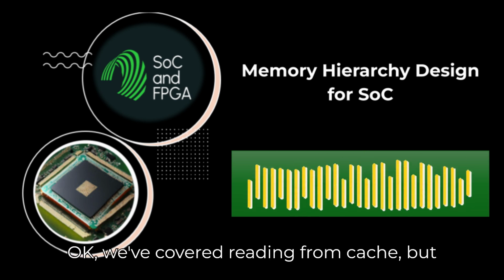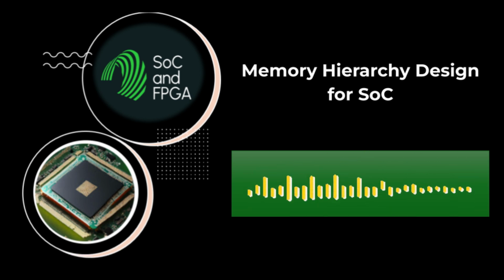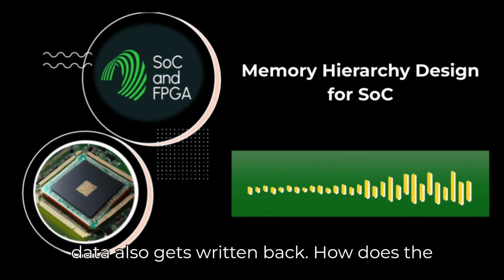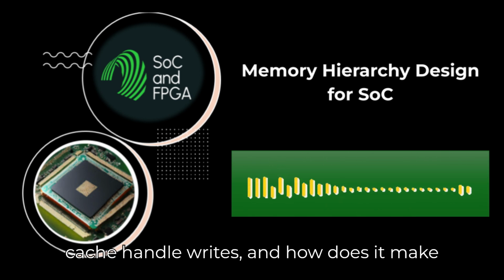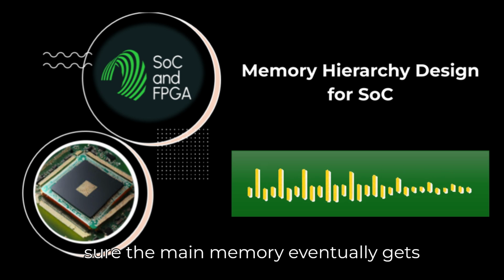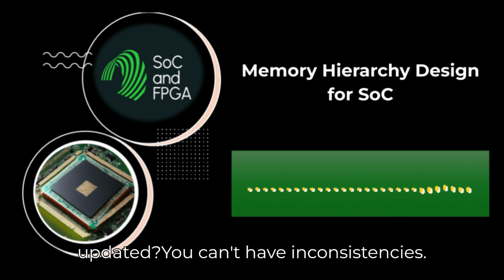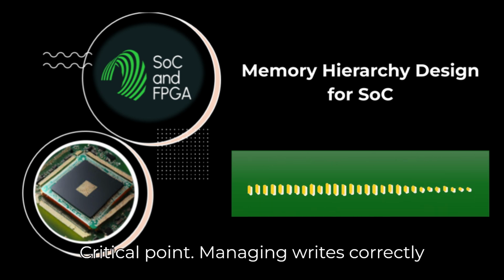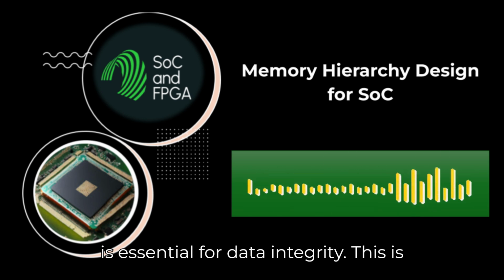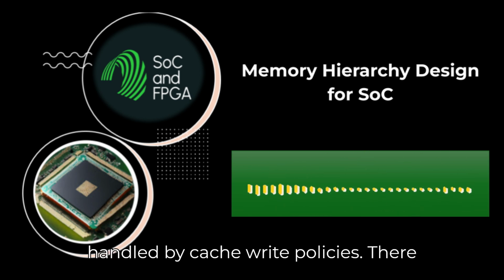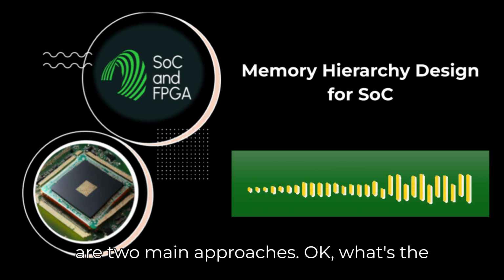Okay, we've covered reading from cache. But data also gets written back. How does the cache handle writes? And how does it make sure the main memory eventually gets updated? You can't have inconsistencies. Critical point. Managing writes correctly is essential for data integrity. This is handled by cache write policies. There are 2 main approaches. Okay, what's the first one?